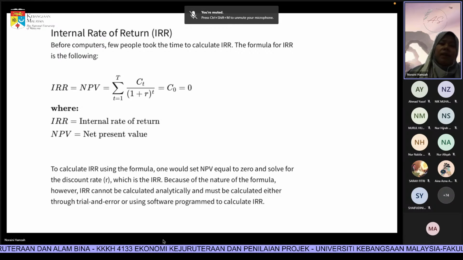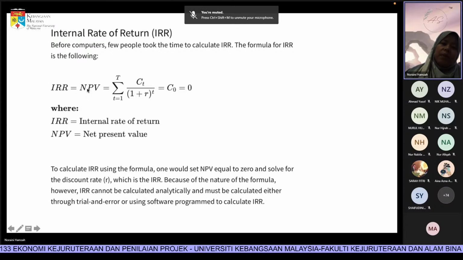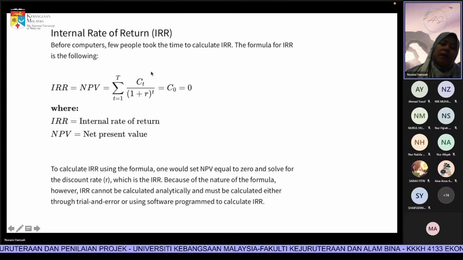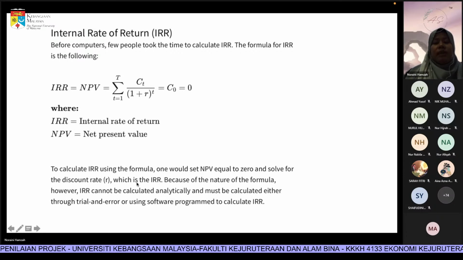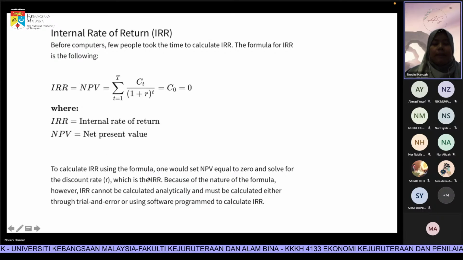And then, okay, this is the formula of IRR. Tak nak cerita panjang lah pun. Tak nak pelik-pelik dalam ni. So it's actually IRR is equivalent with NPV whenever NPV is equivalent to 0 kat sini. Okay. So macam mana nak kira dia? Macam nak kira dia dah ada 2 kaedah. Actually ada 3 kaedah nak kira.